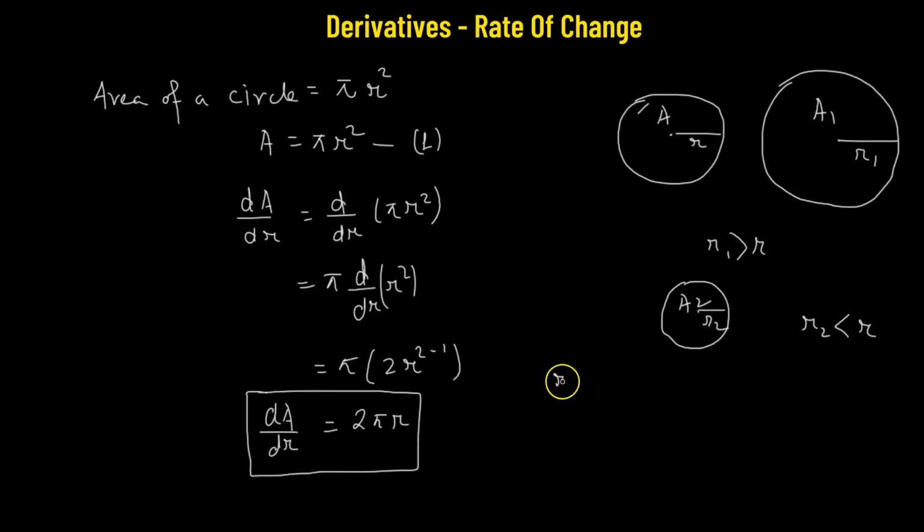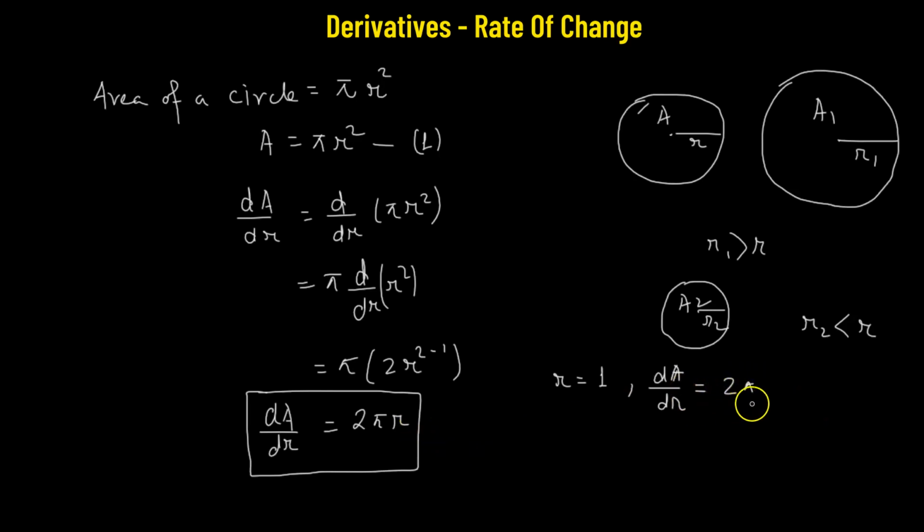For instance, let's say r was 1. In the first case, r is equal to 1. Then dA over dr, which is also referred to as the rate of change of area with respect to the radius, is given by 2 pi r. So replace the value of r with 1.